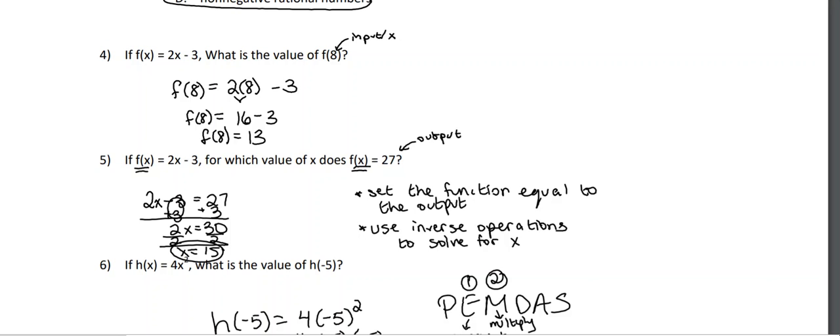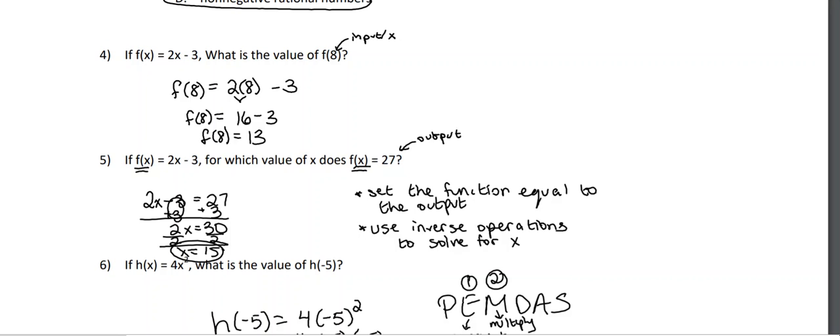Question 5. We have f(x) = 2x - 3. For what value of x does f(x) = 27? So here I didn't give you the number inside the parentheses instead of x. I gave you the output, the number on the other side of the equal sign is 27. So that means I want to know, when does 2x - 3 equal 27?